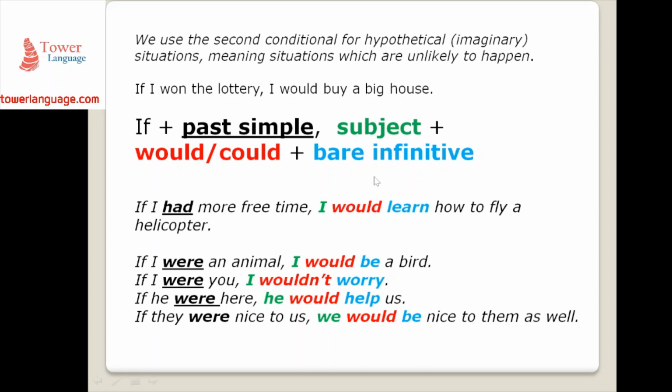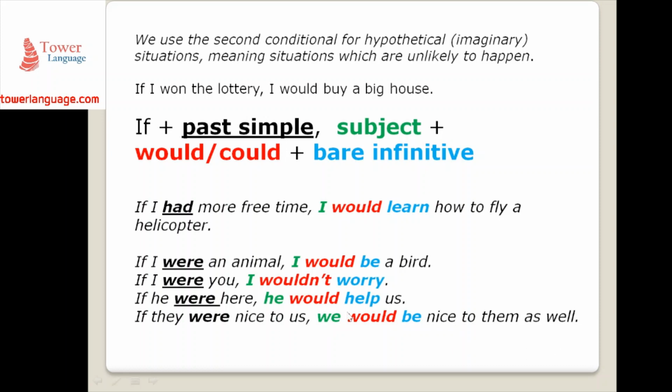Let me now give you some more examples. If I had more free time, I would learn how to fly a helicopter. If I were an animal, I would be a bird. If I were you, I wouldn't worry. If he were here, he would help us. If they were nice to us, we would be nice to them as well.